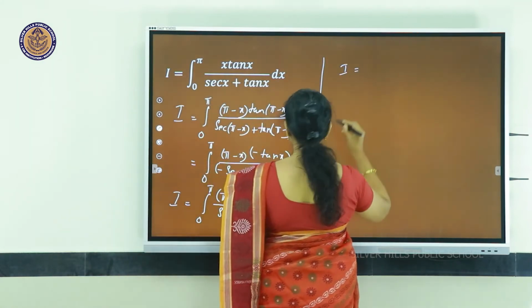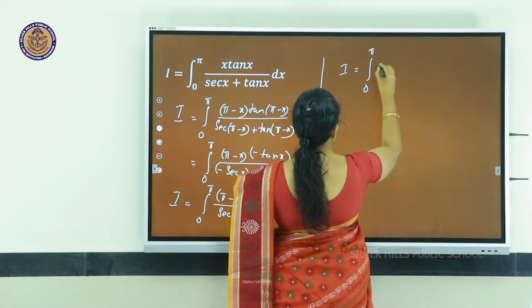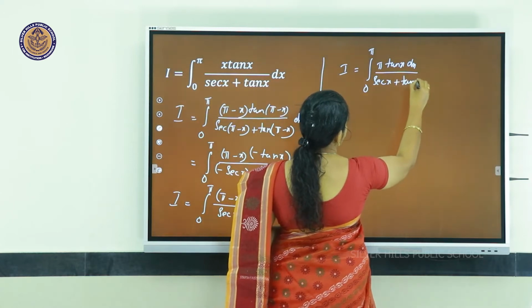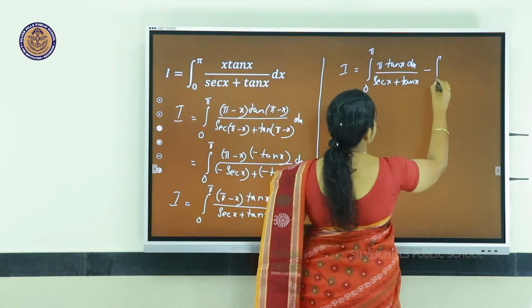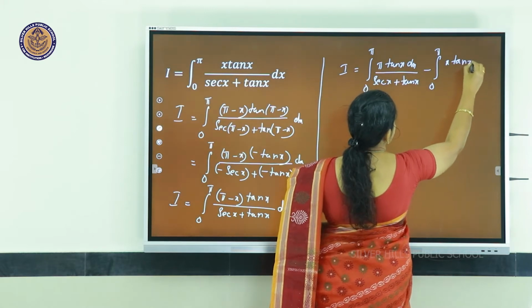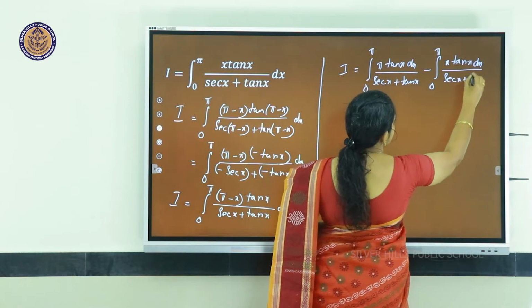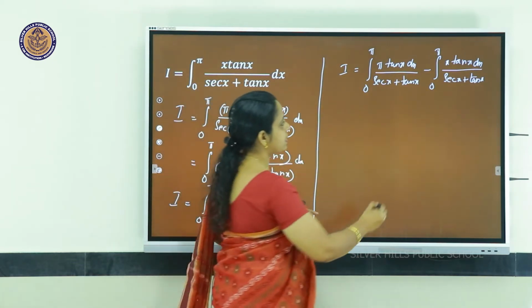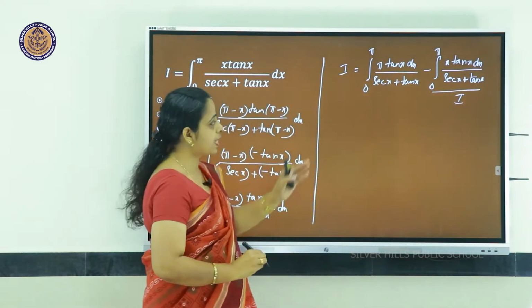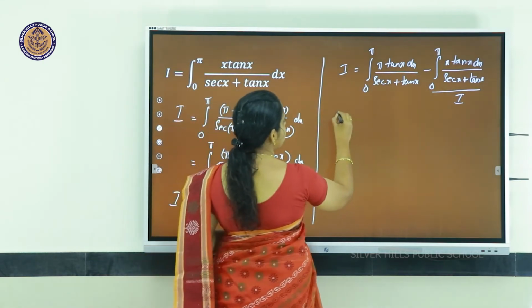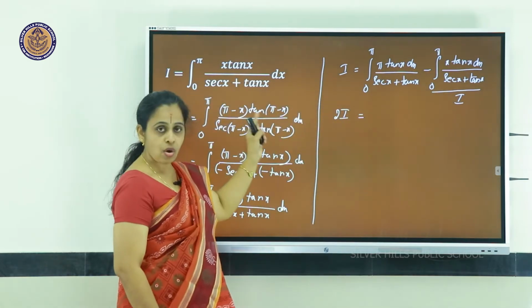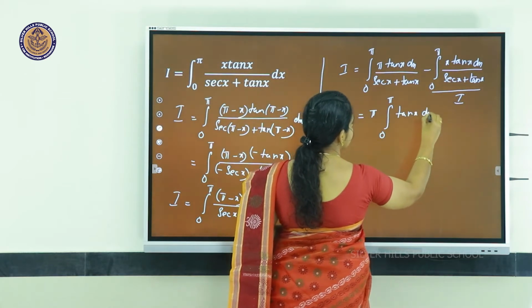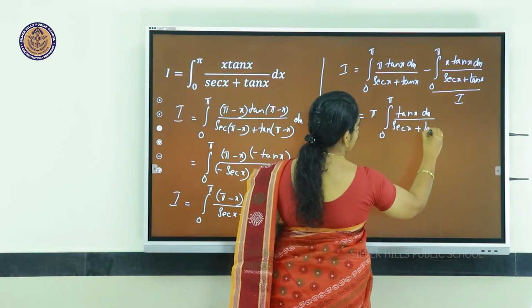I equal to integral 0 to pi, pi tan x dx divided by sec x plus tan x. Then comes the minus x, minus integral 0 to pi x tan x dx divided by sec x plus tan x. Now, again as in the previous question, we can see the second part is I itself. Let us take I to this side, that is minus I. So, I plus I makes 2I equal to, let us take the constant from that side, pi into integral 0 to pi tan x dx divided by sec x plus tan x.